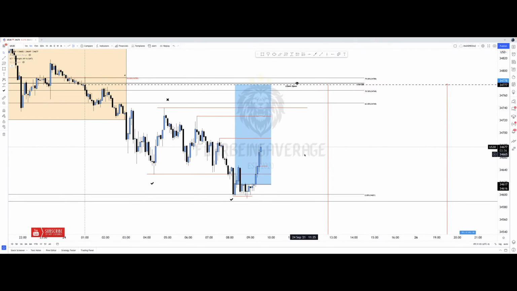Come on, TP2. Stop playing. TP2 hit. Taking more of the position off. Just like that. That's how it's done. TP2 hit, 74 pips.